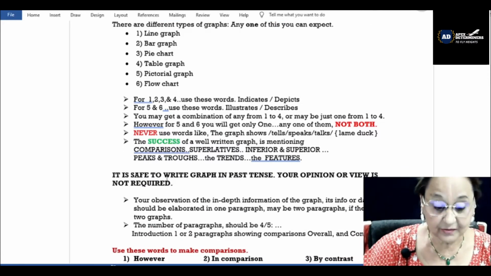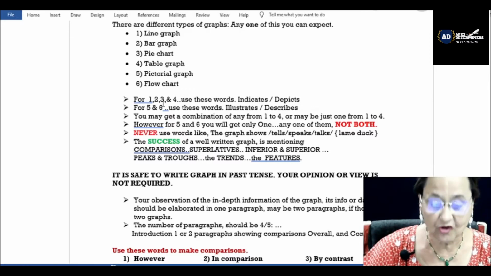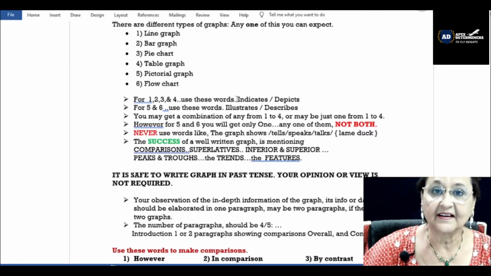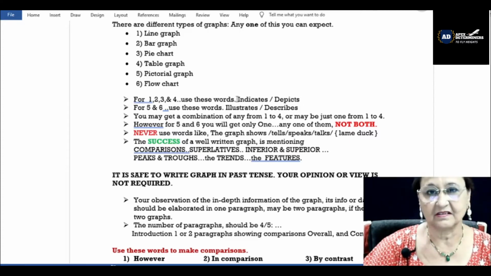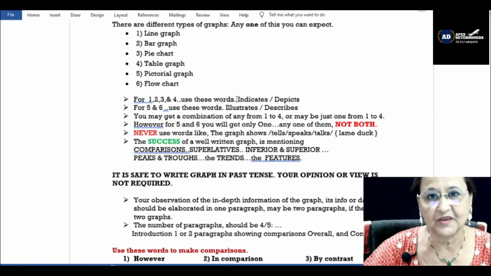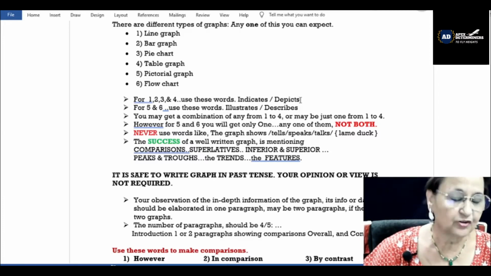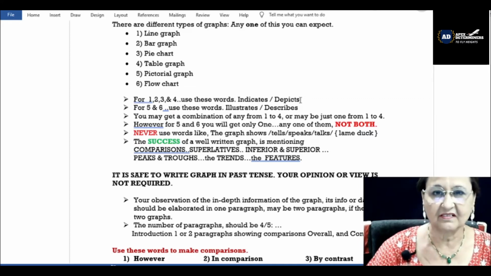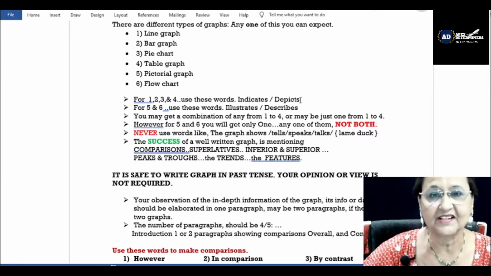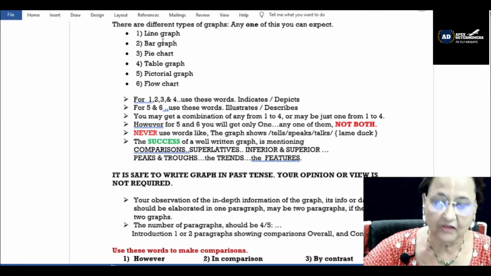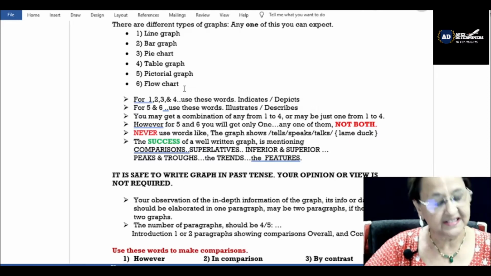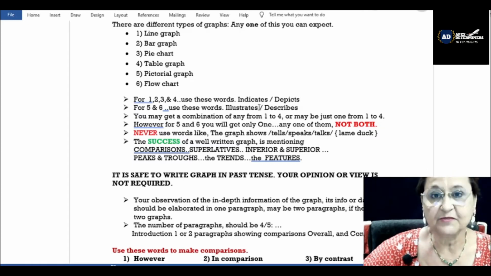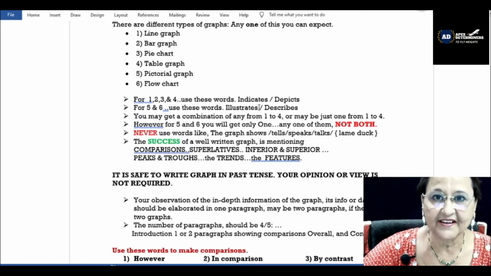Now, once again, I would like to remind you that for 1, 2, 3, and 4, it is the right form to use the word indicate and depicts, even though the question has the word shows, tells, explains. Just change that into indicates or depict. If it is a line graph or a bar graph or a pie chart or a table graph. And if it is a pictorial graph or flow chart, as I said in my previous videos, it is advisable to use the word illustrates or describes.